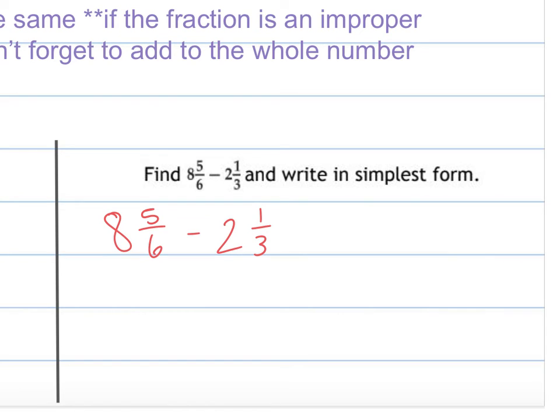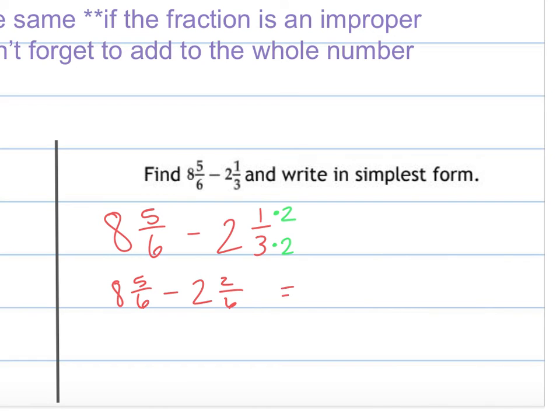I know that 6 and 3, they can both multiply into 6. So I'm going to multiply this side by 2. Whatever I do to the bottom, I have to do to the top. So my new fractions would be 8 and 5/6 minus 2 and 2/6.